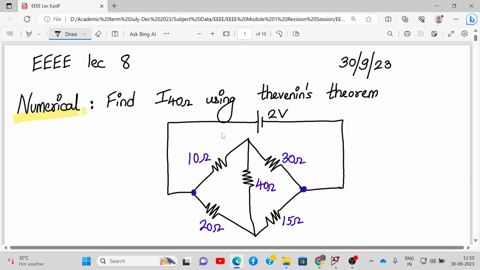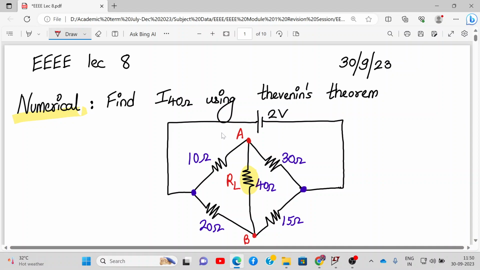We will solve first a numerical on Thevenin's theorem. So let us do that. In this numerical we need to find current through 40 ohm resistance using Thevenin's theorem. So I'll mark my 40 ohm resistance. This is my value of RL, this is my load resistance RL. And I'll mark the points over here as A and this will be point B.